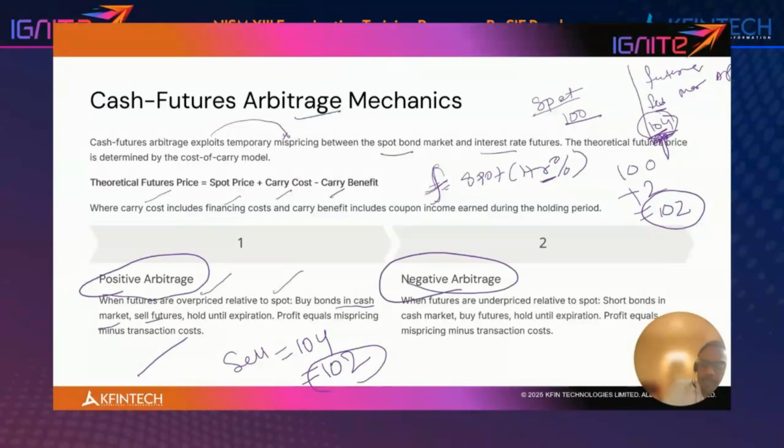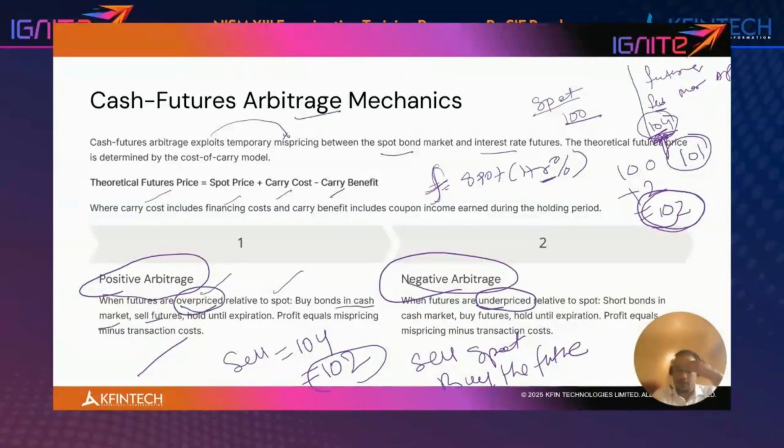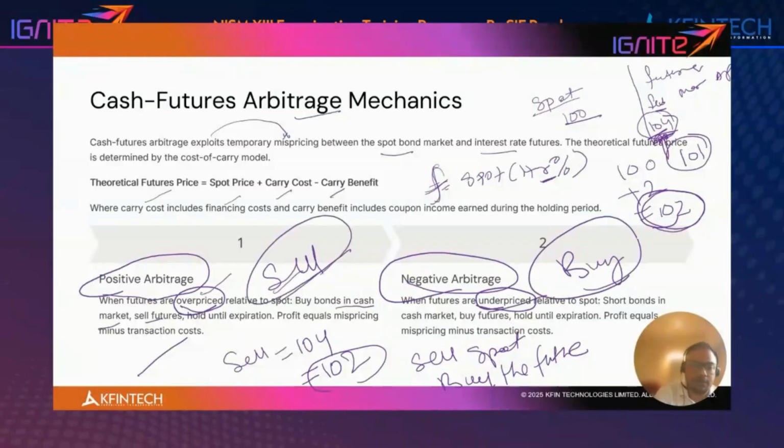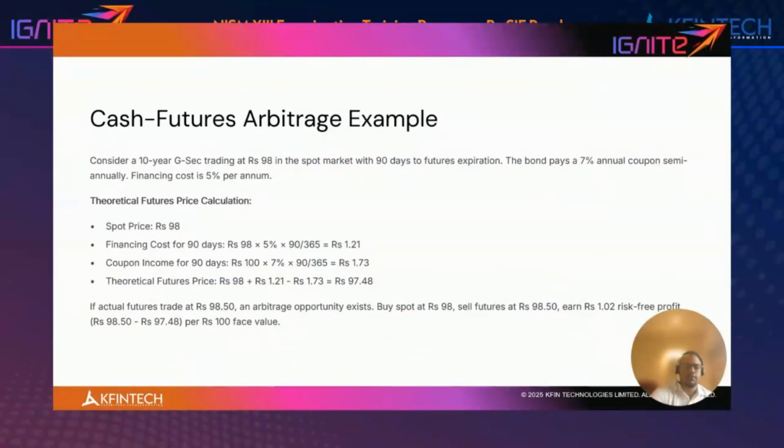And a negative arbitrage is when the futures are underpriced. Suppose the cost was 102 and the futures is at 101. In that case, you will sell the spot and buy the future, because the future is underpriced. Here the future is overpriced. If it is overpriced, what do you do? You sell. If it is underpriced, what do you do? You buy. If the future is overpriced, you sell the future. If the future is underpriced, you buy the future. So this is your cash and carry arbitrage, similar to what you have seen in futures and forwards contracts.